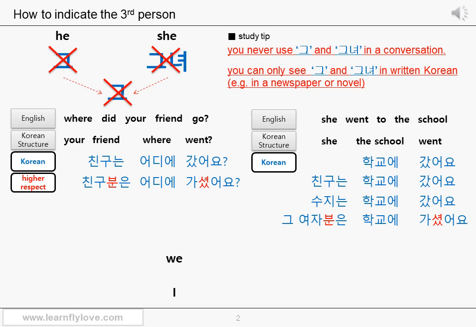They try to show some respect at least in an honorific sentence by avoiding indicating someone with just a pronoun. Got it? The pronoun we is 우리. In Korean, it has an honorific form, as the pronoun I, 나, has an honorific form 저. The honorific form of 우리 is 저희.